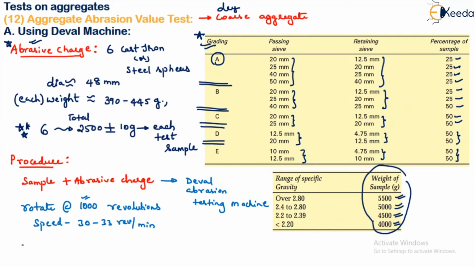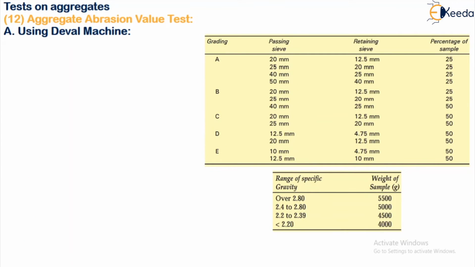Okay, and pass the sample via a 1.70 IS sieve. Once you pass it, you take the retained aggregates, wash them, dry them, and then accurately weigh them in grams.